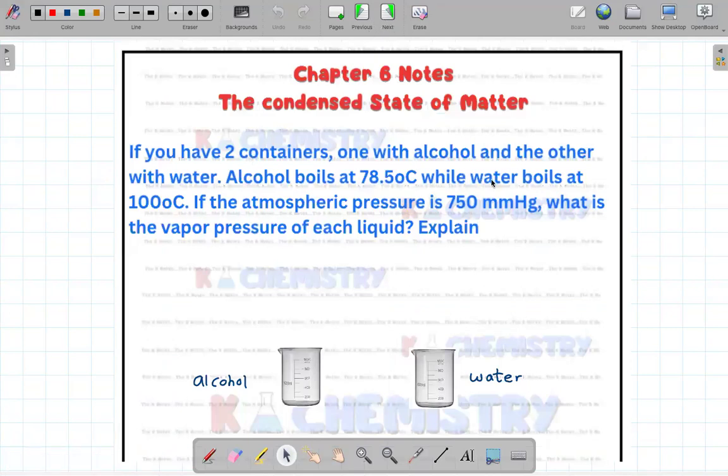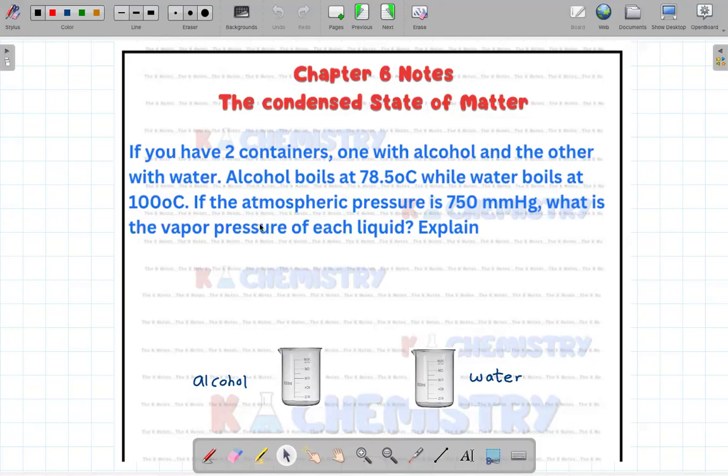If you have two containers with liquids, this one boils at 78.5 and this one boils at 100 degrees. If the atmospheric pressure is 750 mmHg, what is the vapor pressure? Since they are already boiling, the atmospheric pressure is equal to the vapor pressure. We said that at the boiling point, the vapor pressure equals the atmospheric pressure, and this is the same atmospheric pressure, so they both have the same vapor pressure.